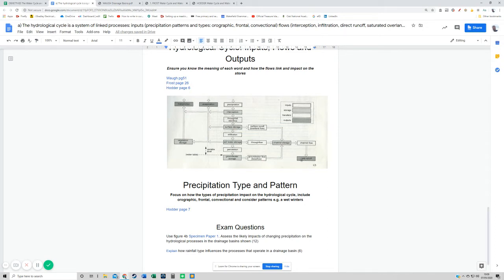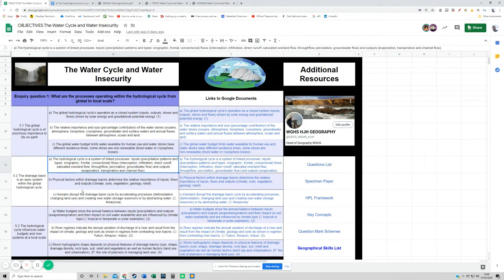So I think I've covered all of these things briefly. It's your job to have a look in the textbooks and read up on those, and you could do a little bit of online research, but don't go mad, to make sure you really understand each one. But if you go back to the objectives, B asks you to look at how inputs, flows, and outputs, their importance and how they link.